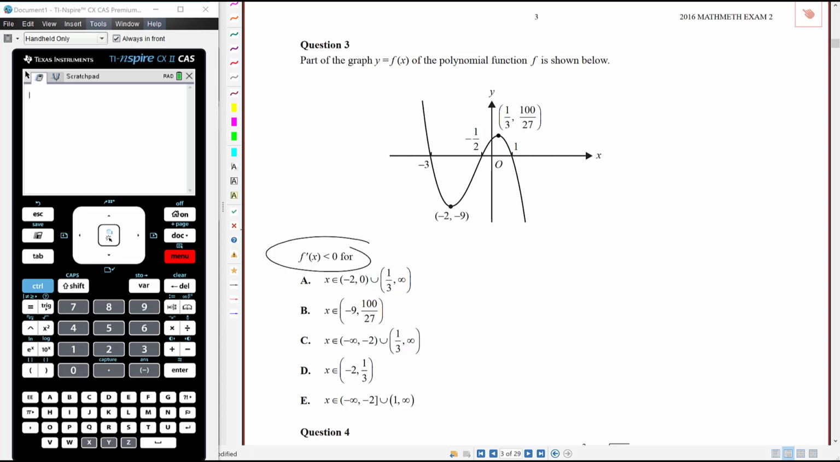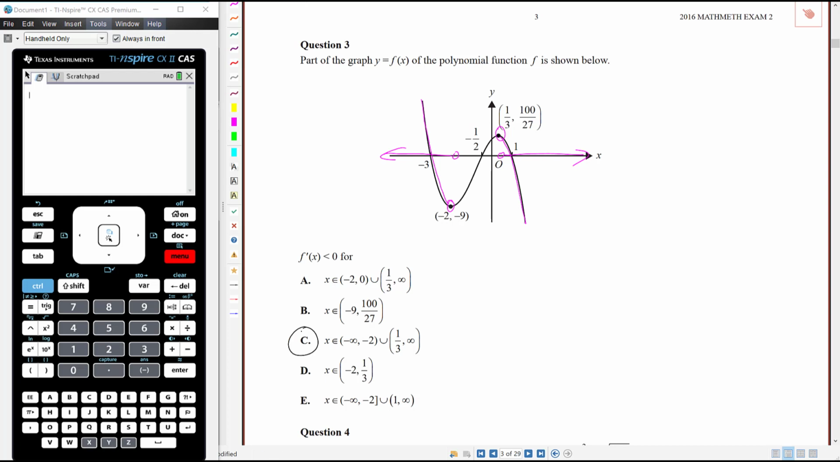So this is the question. F dash of x is less than 0, so where is the gradient, the derivative, negative? It's clearly negative here, but not at that point, it's 0 there, and it's negative here, but not at that point, it's 0 there. So that is those x values or those x values. Okay, so from negative infinity up to negative 2, or from 1/3 up to infinity. So that is going to be option C.